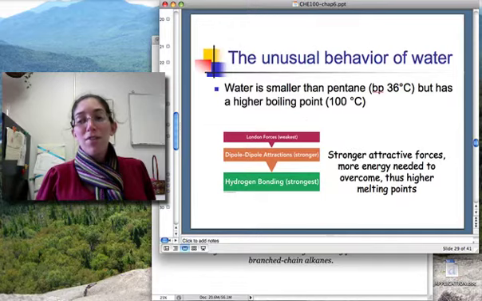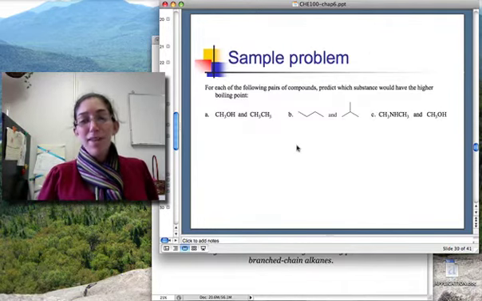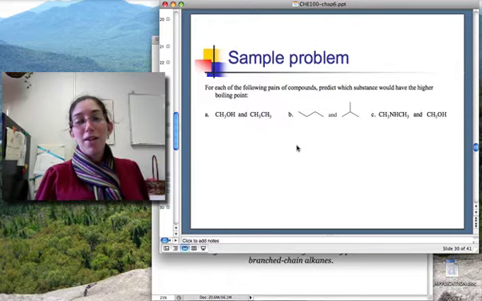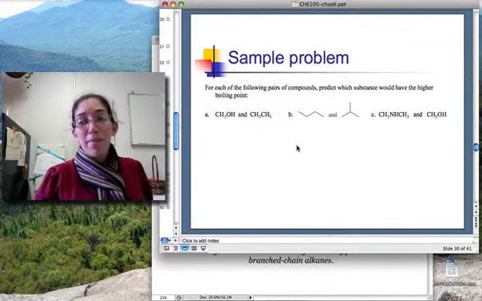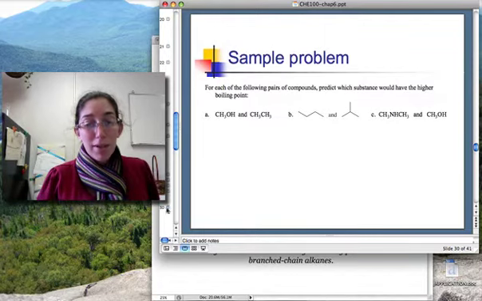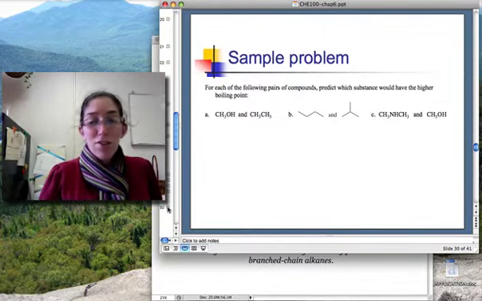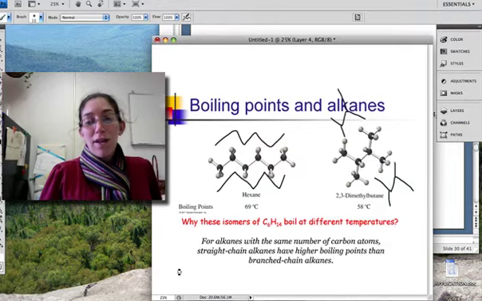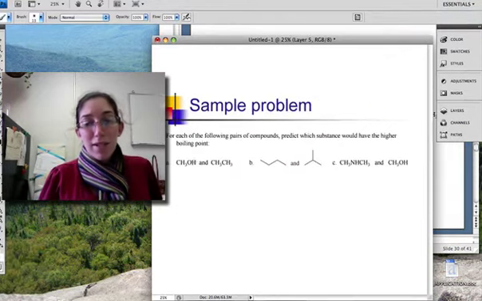So if you compare two things, one nonpolar molecule to a polar molecule, the polar molecule is probably going to have the higher boiling point. And that's what we're going to do in this sample problem here. For each of the following pairs of compounds, predict which substance would have the higher boiling point, just based on the structure. Okay? You don't have to know what the exact boiling point is to know which one's going to have a higher boiling point.